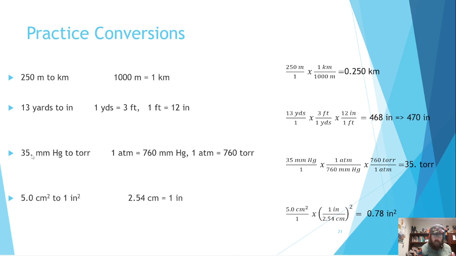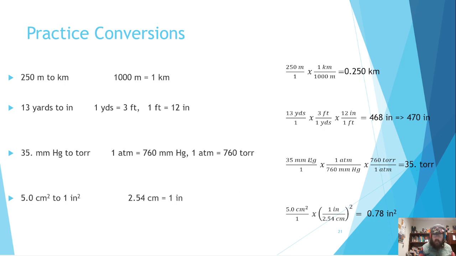If I'm going from millimeters of mercury to torr, well, there's 760 millimeters of mercury per 1 atmosphere. And there's 760 torr in 1 atmosphere. So setting that up: millimeters of mercury cancel, atmosphere cancels. The final unit is torr. 760 divided by 760 is 1, so you get 35 torr.